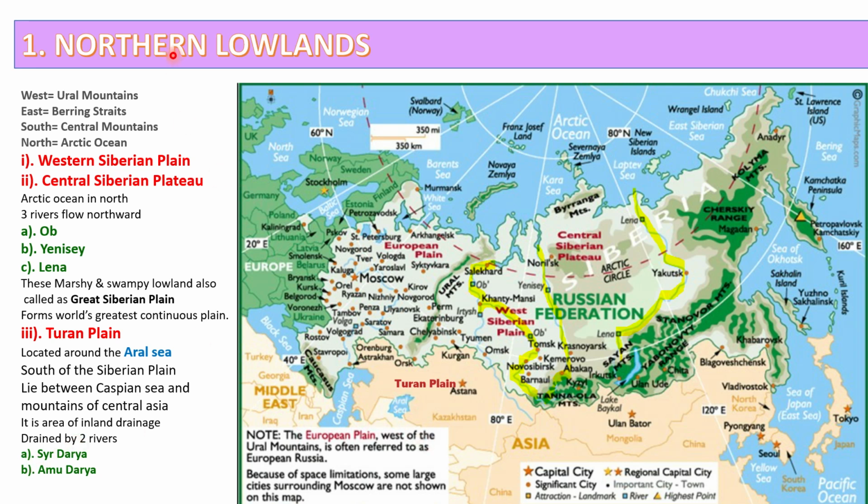So we have discussed the northern area, which includes the Western Siberian Plain, Central Siberian Plateau, and Turan Plain. The Central Siberian Plateau and the West Siberian Plain both form the Great Siberian Plain, and it is drained by three rivers: Ob River, Yenisei River, and Lena River. And this is the Turan Plain, the area around the Aral Sea, drained by two rivers, Syr Darya and Amu Darya.